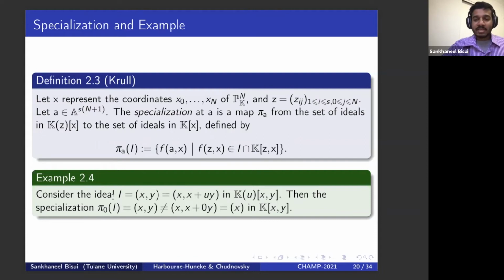I'm going to give a really nice example, which is nice to start as a basic example and also nice to see that specialization is not always what we can think of. To get a specialization of the ideal, you cannot just specialize at the generators. So the ideal is given by xy, which is the same as (x, x+uy) inside the polynomial ring k[u,x,y]. Now, if we want to specialize at 0, then the ideal becomes xy.